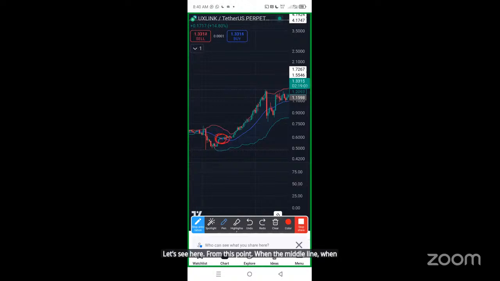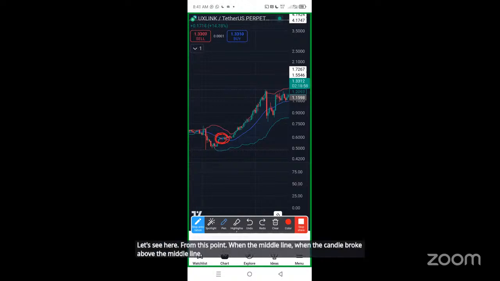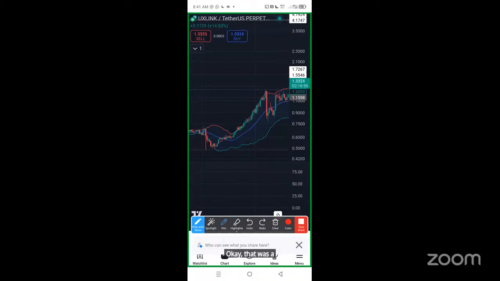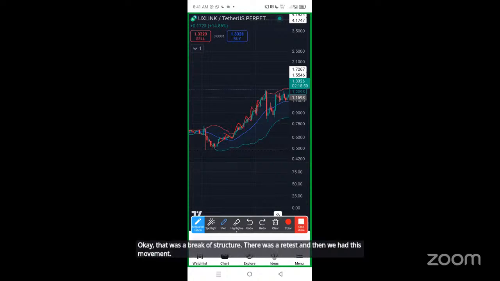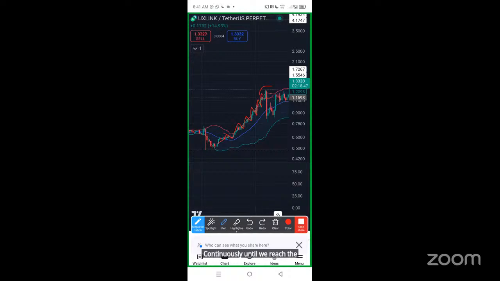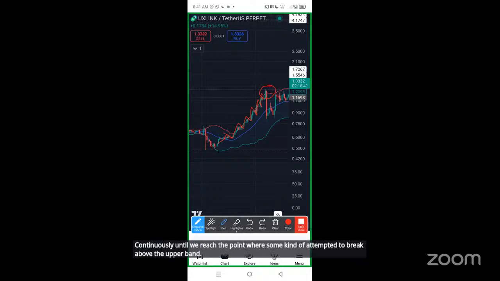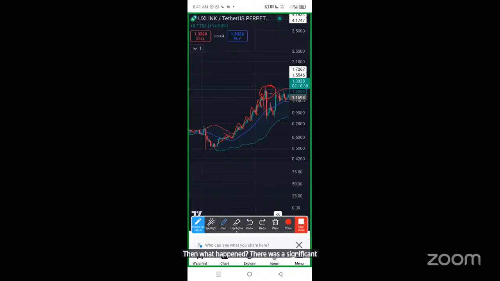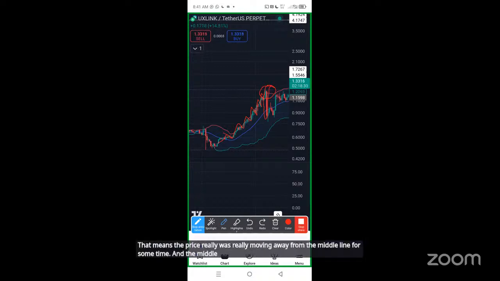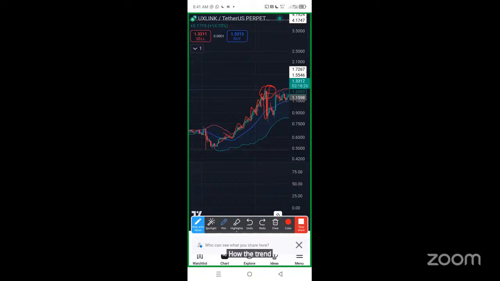Now, let's see here. From this point, the candle broke above the middle line, there was a break of structure, there was a retest, and then we had this movement continuously until we reached the point where some candle attempted to break above the upper band. Then what happened? There was a significant retracement back to the middle line. That means the price was moving away from the middle line for some time, and the middle line was helping us to monitor how the trend was on a rise. But the moment it attempted to break above, there was a big retracement here.